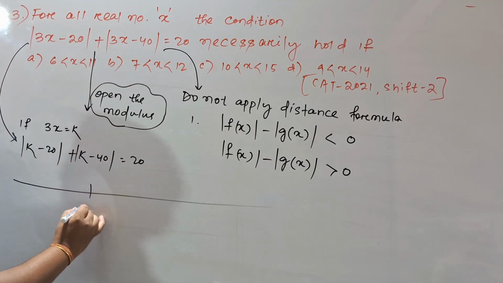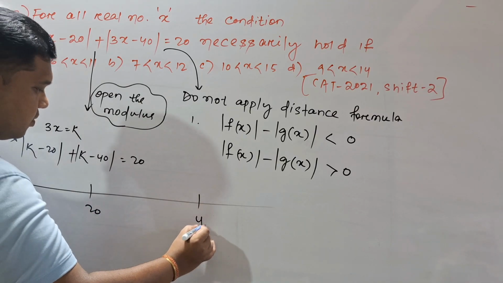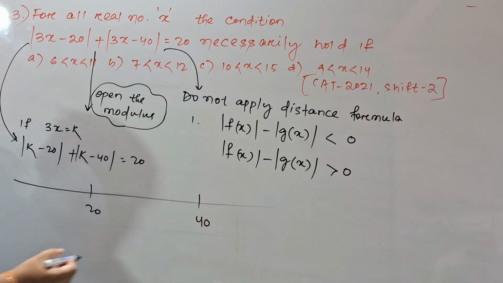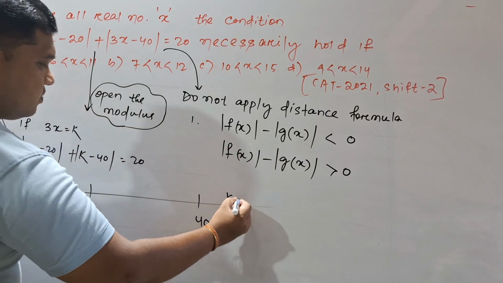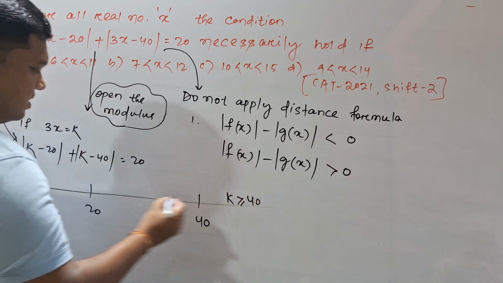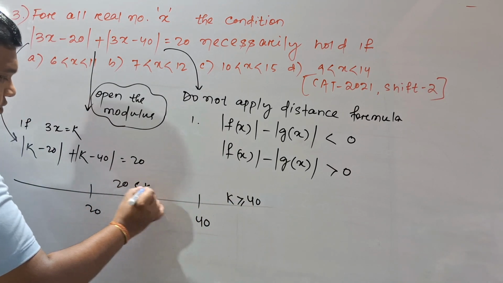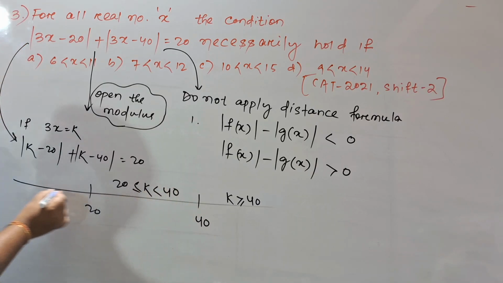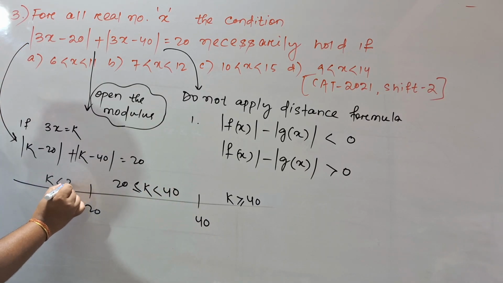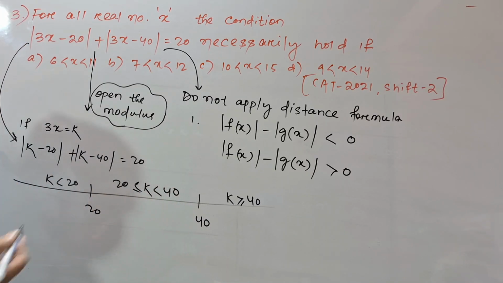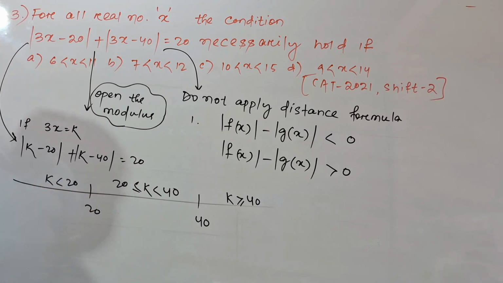One critical point is 20, another critical point is 40. And here this condition, k is what? Greater than or equal to 40. In this range k lies within 20 to 40, and here this region is k less than 20. So three regions are there, two critical points, so three regions.